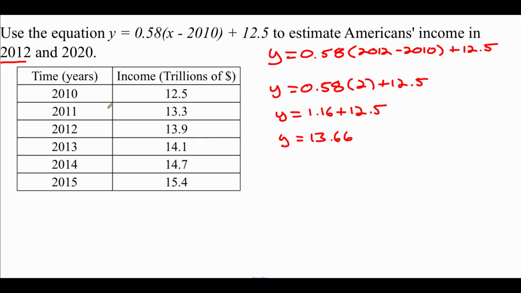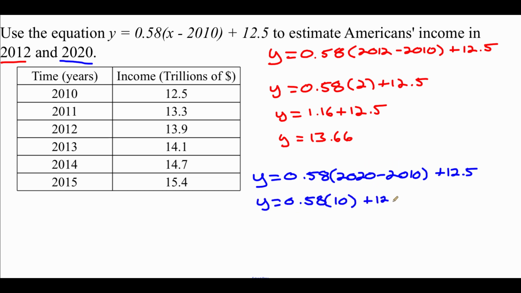Now it says we also want to estimate for the year 2020, so now we need to take another x value and plug it into our equation. Again, starting inside of the parentheses, 2020 minus 2010 is 10. Taking the 0.58 times 10, we're going to get 5.8. And then if we add the 5.8 plus the 12.5, we're going to get 18.3. So we're estimating for the year 2020 that Americans are going to make $18.3 trillion.